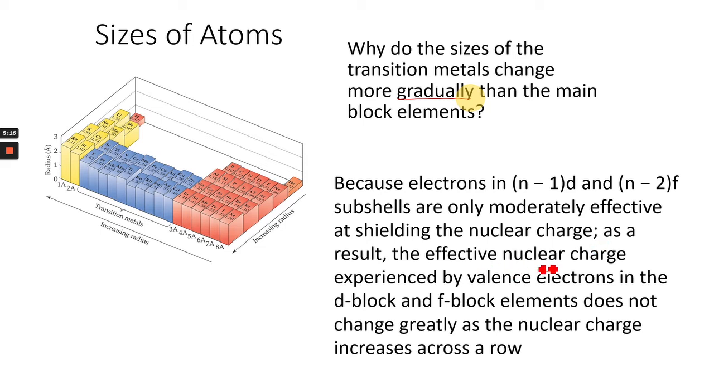As a result, the effective nuclear charge experienced by the valence electrons in the d and f block does not change very greatly. As you move across, the nuclear charge increases across the row, but Z effective is not changing drastically as you move across the d block, because those d electrons are not really shielding. So when you do Z minus S, this S here is not really affected that much by them.